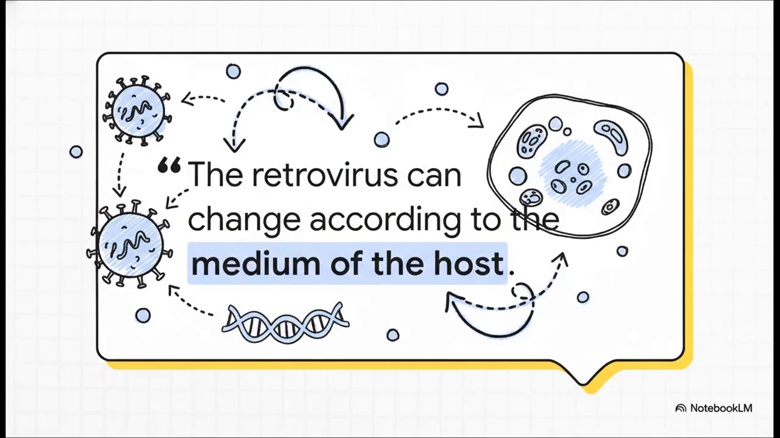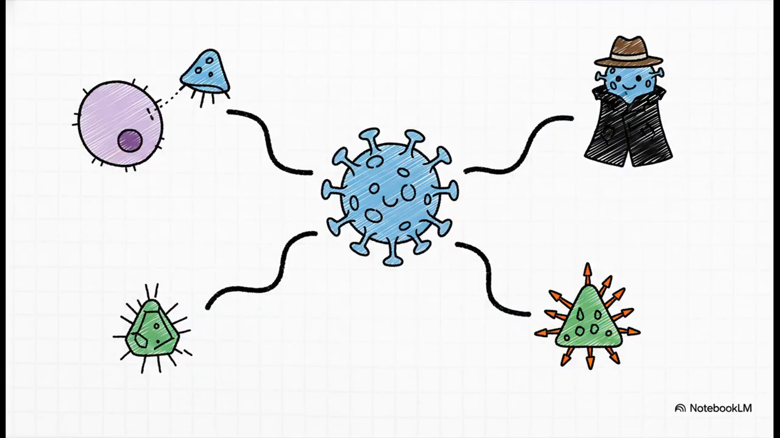And this really gets to the why. Why does it go through all this trouble? Well, as one source puts it so well, the retrovirus can change according to the medium of the host. It's like it can sense the biological neighborhood it's in, and then it just re-engineers itself to fit in perfectly. Talk about the ultimate survivalist. And the result of all this constant adaptation is just variety. Because it can change to fit into so many different hosts or environments, we don't just see one kind of retrovirus. We see it show up in a ton of different forms, and each one is basically tailor-made for survival. A true master of disguise.